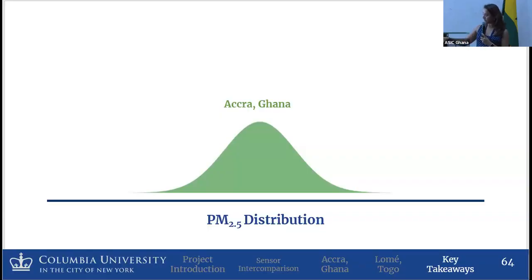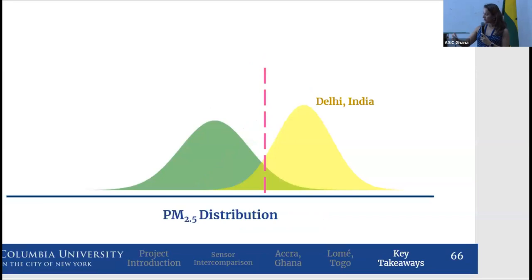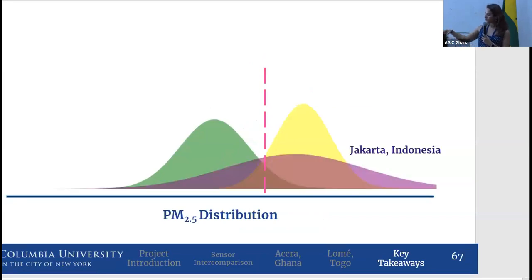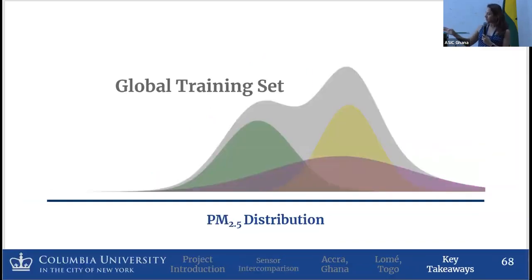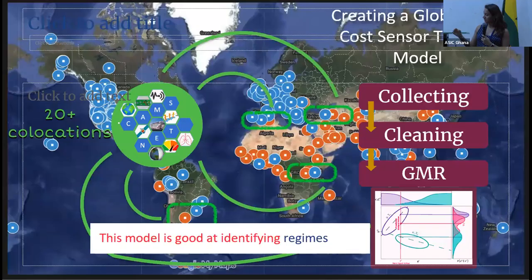So if we have data from Accra, Ghana, and then we have a specific point that we want to correct, but we don't have a lot of data in that regime, we don't know how to correct it with a lot of confidence. Well, if you add in data from Delhi, India, which is another city, and also data from a third city, for example, Jakarta, the three distributions, when you combine them, make the beginning of a global training data set. And when you want to correct the same data point, you have a lot more data at that specific regime to be able to correct it with more confidence. And so the idea is that we would use all of these different co-locations from around the world and develop a low-cost sensor global training model.